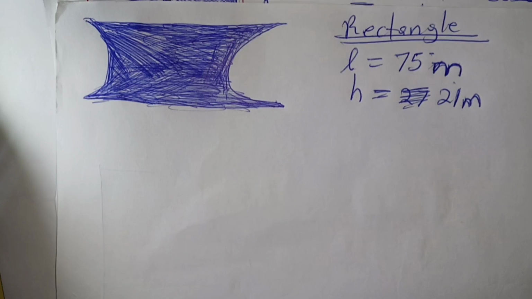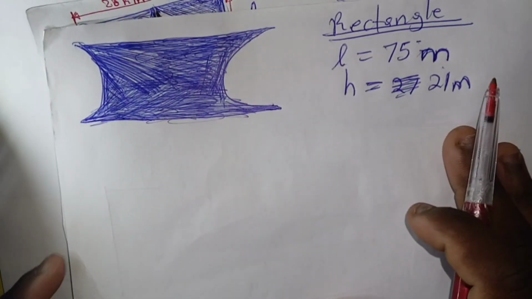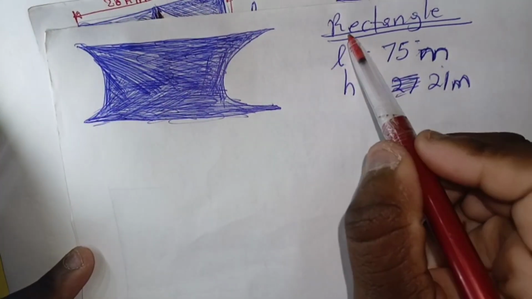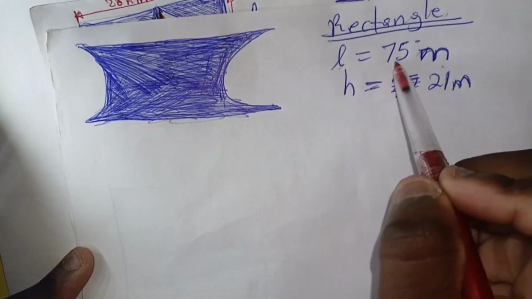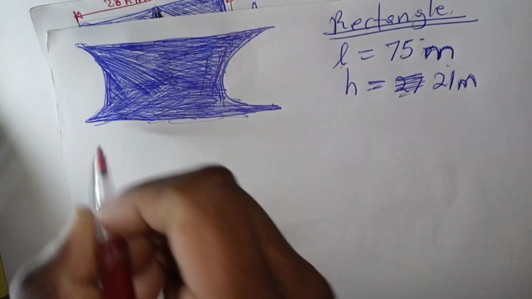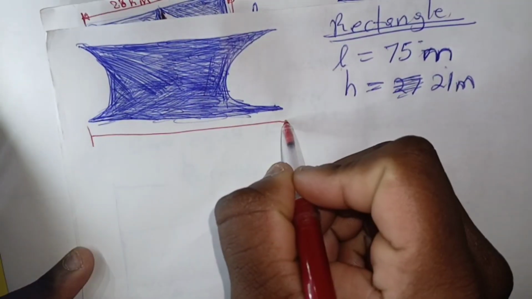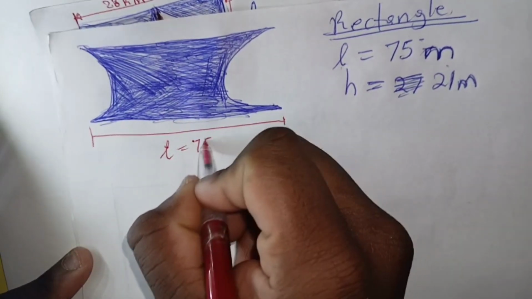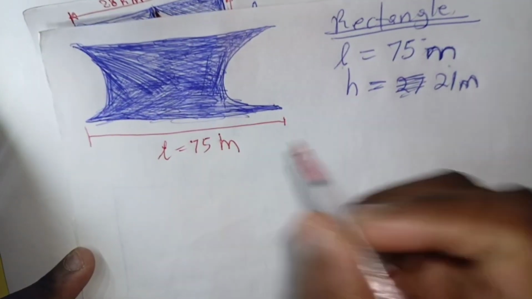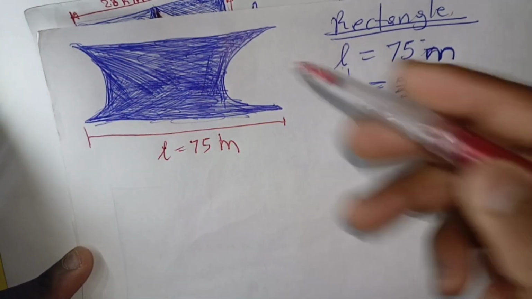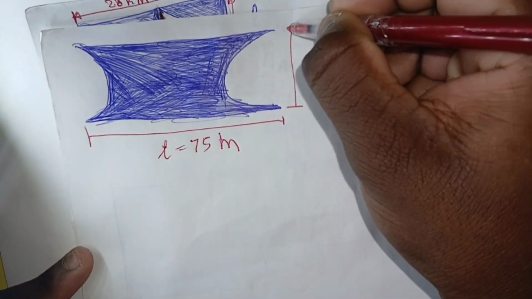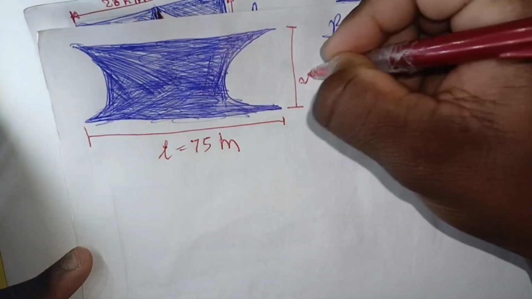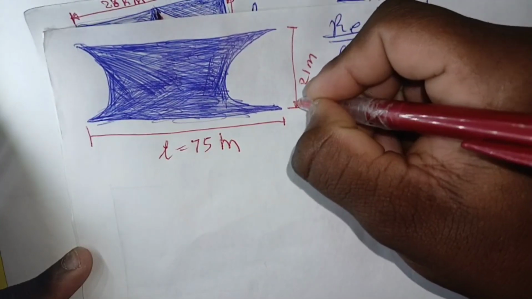So check something, guys, how to interpret this one. They say the rectangle, its length is this one. So the length here is equal to 7.5 millimeters. And now they say the height, meaning this is the height, which is equal to 21 millimeters.